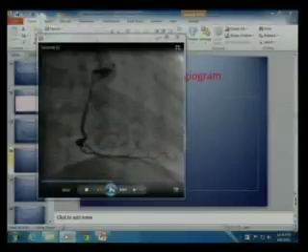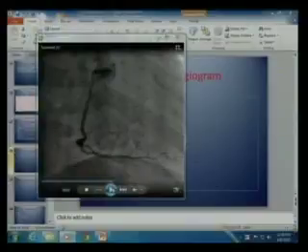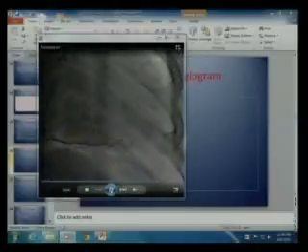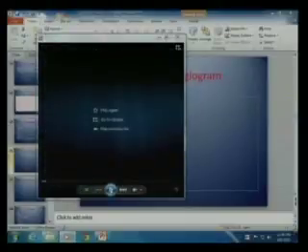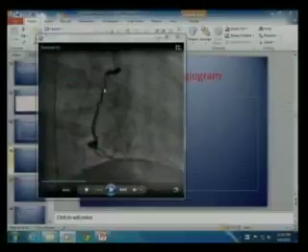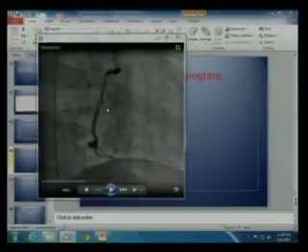Can you point out this picture, please? Some of us see it. Okay, so let me run it. So here is the tight lesion. In the past patient, you saw a left anterior descending. And this is the right coronary artery.